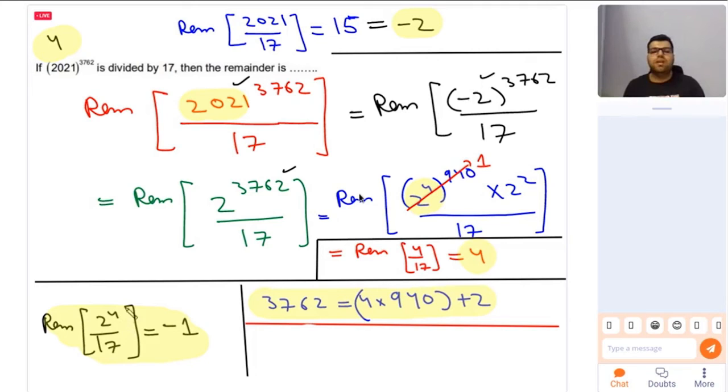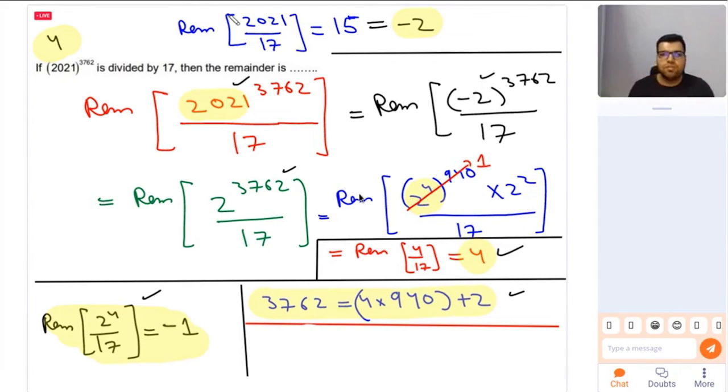So remainder of 16 with 17 is minus 1. Using this fact, I broke 3762 into parts of 4. So this becomes 4 into 940 plus 2. So this is 2 raised to power 4 into 940, into 2 square. So 2 raised to power 4 is 16 raised to power 940. Remainder of 16 with 17 is minus 1. So minus 1 raised to power 940, an even power, became equal to 1. And 1 into 2 square, 1 into 4, remainder with 17, the answer is 4.